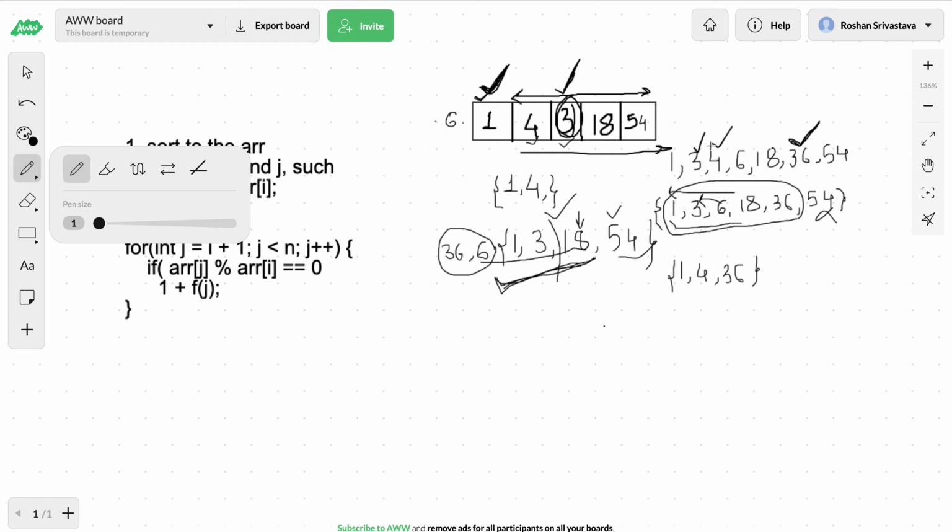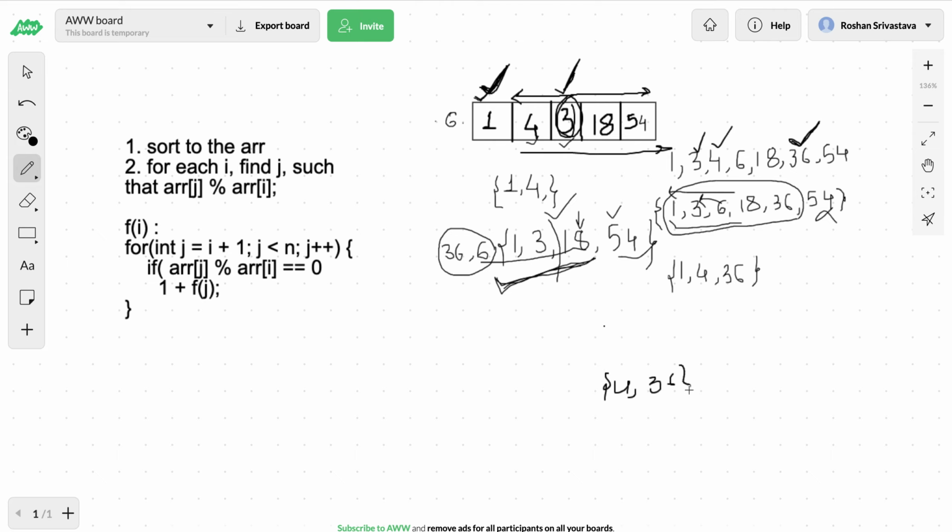Because if we start from 4, 36 is the only next element that can be picked into this subset. However, if we start from 3, the next possible candidates are 6, we can pick 18 as well, and we can pick 36, and we can also pick 54. These are all the possible ones, and we are going to pick each of them one by one and find the answer for these subproblems separately or recursively.